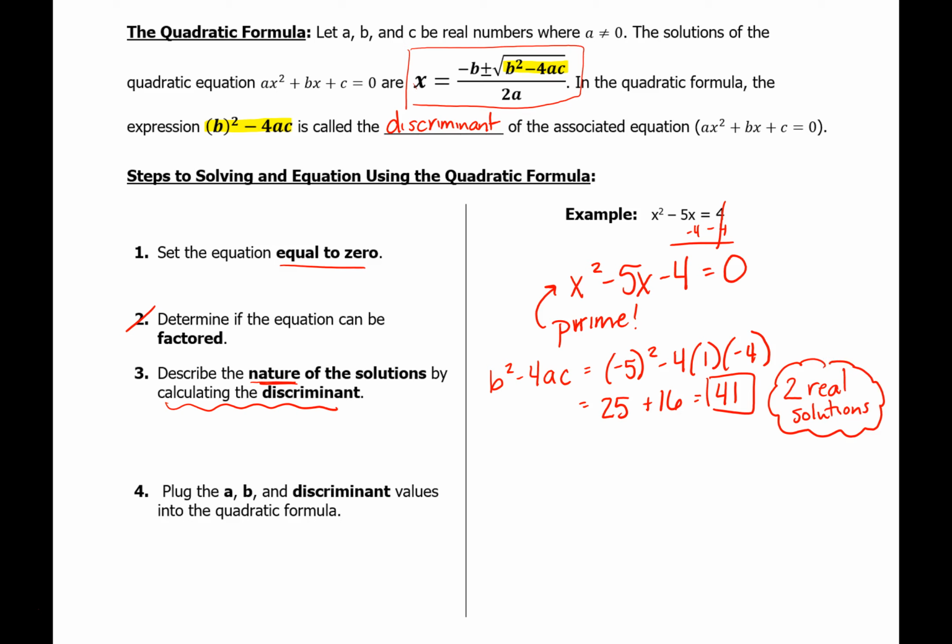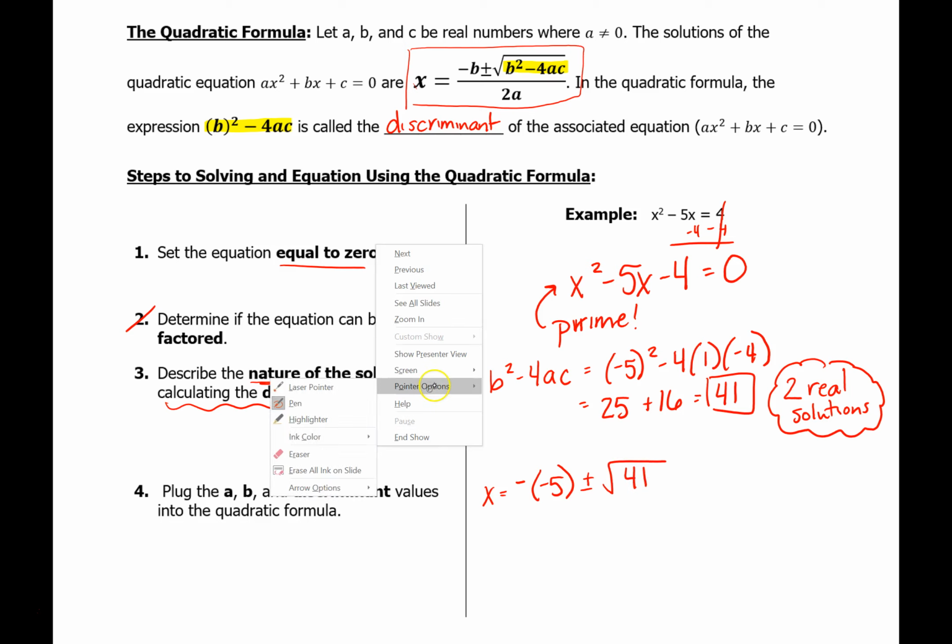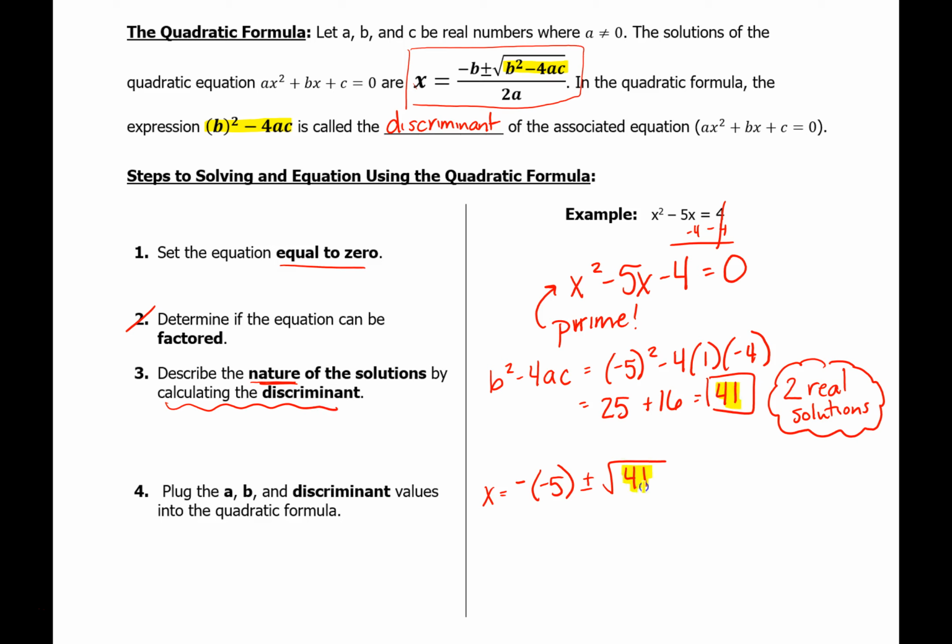Okay, so now let's plug a, b, and the discriminant into the whole quadratic formula. So x is equal to negative b. B was negative 5. Be sure you have this negative 5 here, plus and minus the square root of the discriminant. Now we've already calculated that, so I'm just going to write 41 there. I'm not going to recalculate something that I've already worked so hard to get to. And then the rest of the formula says that I have to divide that whole thing by 2 times a, which is 1.